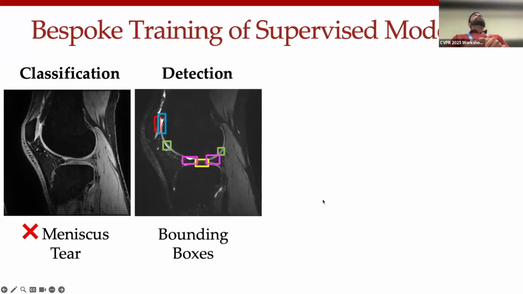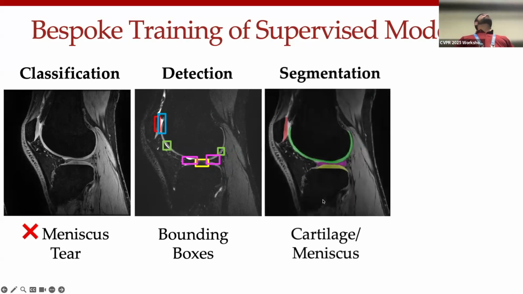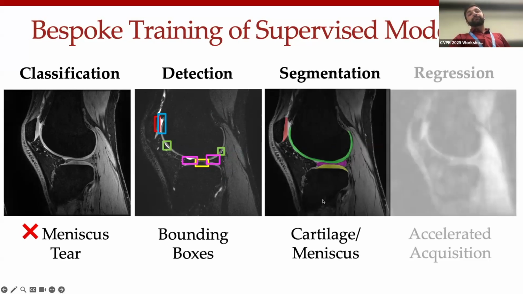But then if I really need to be able to understand and localize where on the image we're solving that problem, we need to build a different detection-based model. This might use the same training data, but we need to use a fundamentally different architecture to be able to generate these outputs. Maybe I want to solve something like a segmentation problem where I want to delineate very specific anatomy on the image. We might still use the same underlying images, but because of the difference in labels, we might use a completely different neural network.